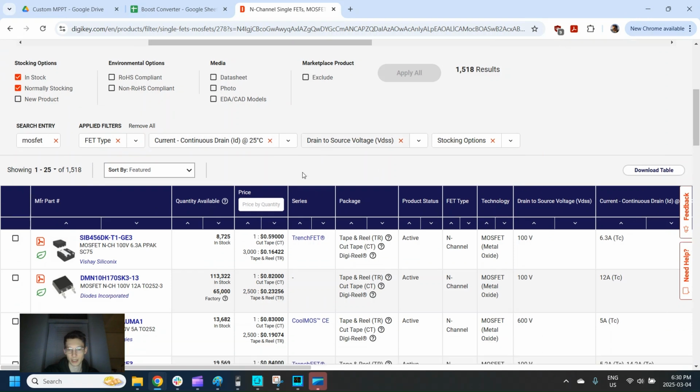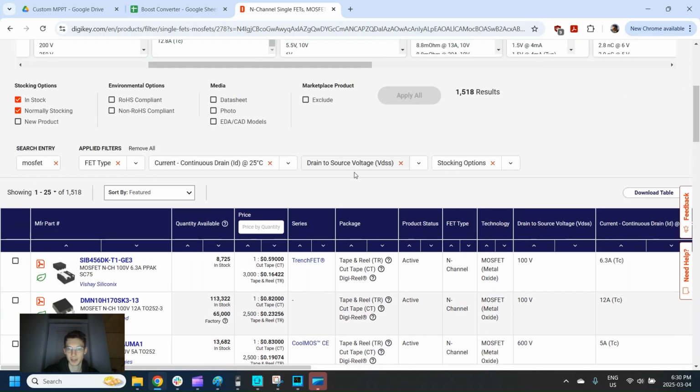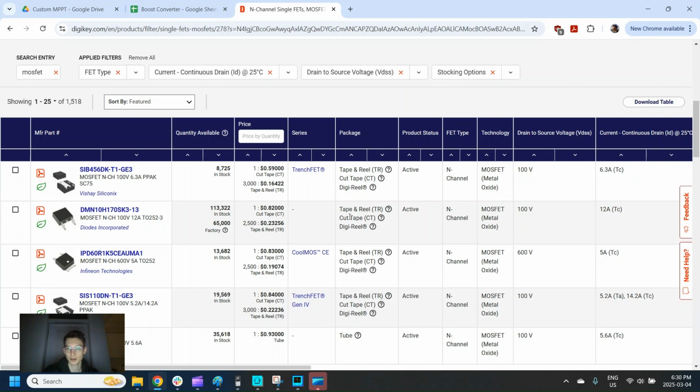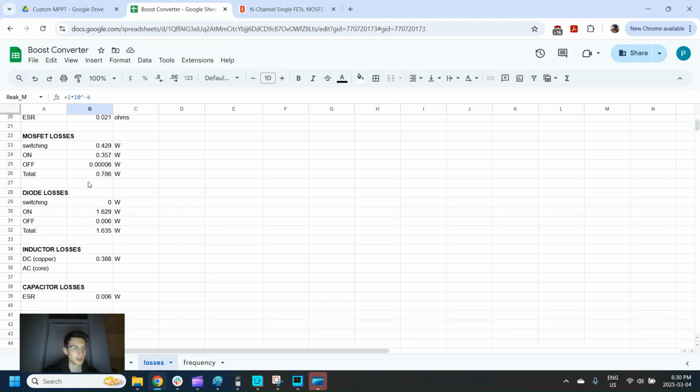I think I overrated it a little bit, but you can see here 6.3 amps, 5 amps. There's lots of options here that meet those requirements. And 100 volts, drain to source, and in stock, normally stocking. So a lot of these are good options, but again, we're kind of looking for the minimal rise and fall time and a minimal RDS, as well as a minimal leakage current. And we can see here our switching losses account for just over 50%, and our on losses, which are our RDS losses, account for most of the other losses, whereas our off, that's our leakage current and stuff, don't really matter that much.